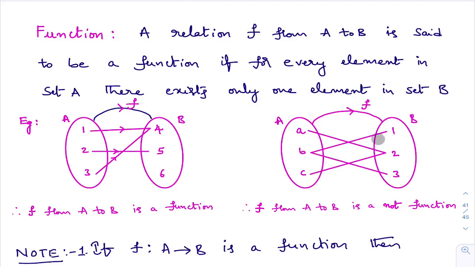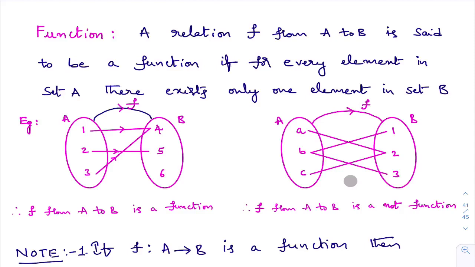Now, you see here, is this an example of a function or not? For every element in set A, there exists only one element in set B. You observe the element b. For this element b, how many elements exist in set B? Two elements exist, 1 and 3. So, it is not satisfying the condition of a function. What is the condition of function? For every element in set A, there exists only one element in set B. In other words, every element in set A is used, and it is used only once. You see here, every element in set A is used, but this element b is used twice.